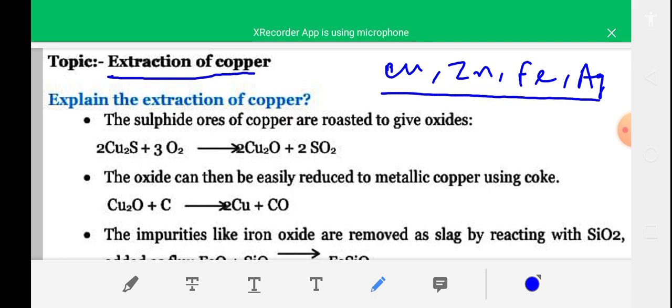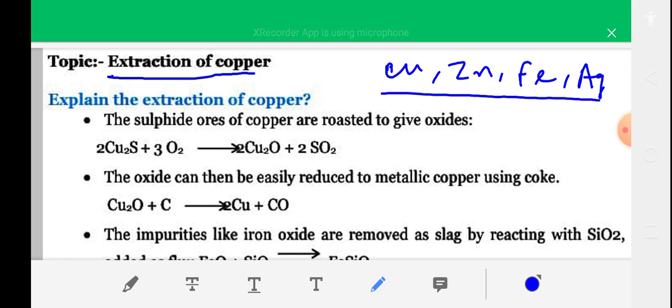and the different steps of extraction of metal. The first step is crushing and grinding, the second step is concentration of the crushed ore, and the third step is conversion of metal ore into oxide form, that is calcination and roasting. After that, the main step of extraction of metal, that is reduction of metal oxide into metal. And after getting the impure or crude metal, you have to refine the metal.